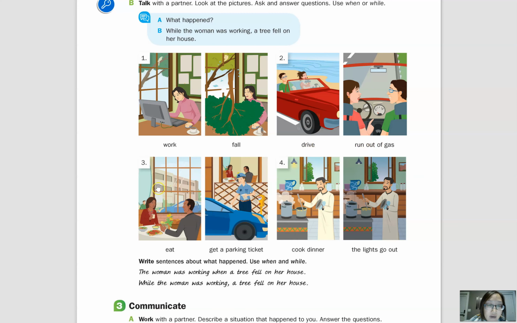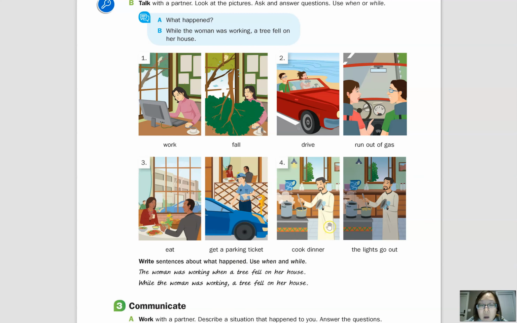Okay, so number 3, what happened? We can say, also the man and woman here, the man and woman were eating when they got a parking ticket. Okay, when they got a parking ticket. This is the interruption. This is the past tense, so we use when. Okay, the man and woman were eating when they got a parking ticket. And again, we can use while, and we can say, while the man and woman were eating, they got a parking ticket. Or while the couple was eating, they got a parking ticket. Okay? And then finally, number 4, what happened?